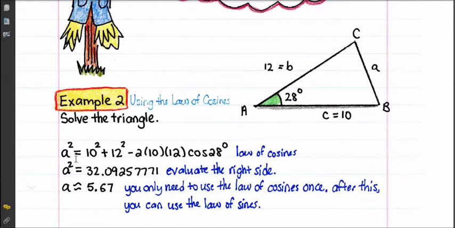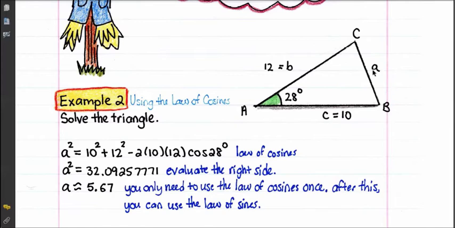I say a squared is equal to 10 squared plus 12 squared minus 2 times 10 times 12 times the cosine of 28 degrees, because that's the angle that's between the two sides. Now I just use my calculator. I punch all the numbers in the calculator and I get 32.09257771. And then I take the square root. And so a is approximately 5.67. Now I know side a using the law of cosines.